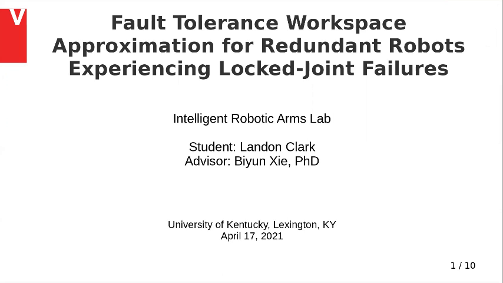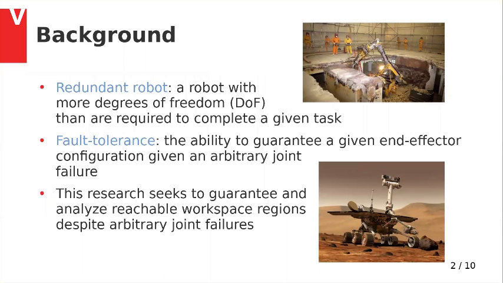I'm here today to talk about my research in fault tolerant workspace approximation for redundant robots experiencing locked joint failures. A redundant robot is a robot with a higher degree of freedom. We can typically think of this as the number of joints that the robot has, and this degree of freedom is higher than the number of degrees of freedom required to complete a given task. So for example, if our task is in the XYZ task space, then a 4-joint robot would be redundant.